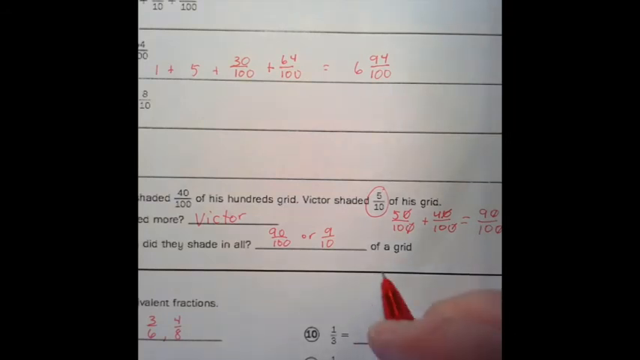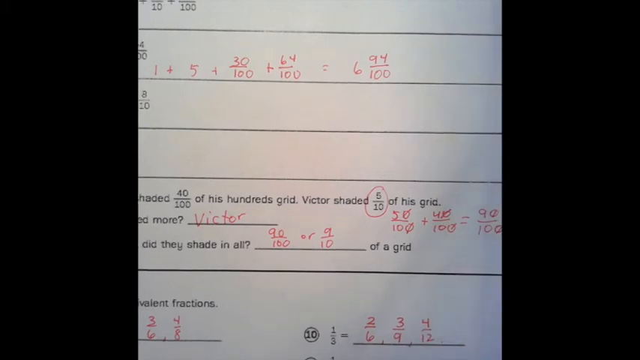1/3. So again, multiply the top and the bottom by the same number. So if I multiply the top and the bottom by 2, I would get 2 over 6, or 2 sixths. If I was to multiply it by 3, I would get 3 over 9. If I was to multiply it by 4, I would get 4 twelfths. And again, go ahead and do the same thing for 11 and 12. See how you do with that.